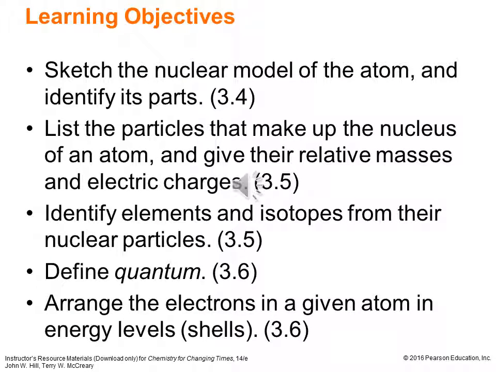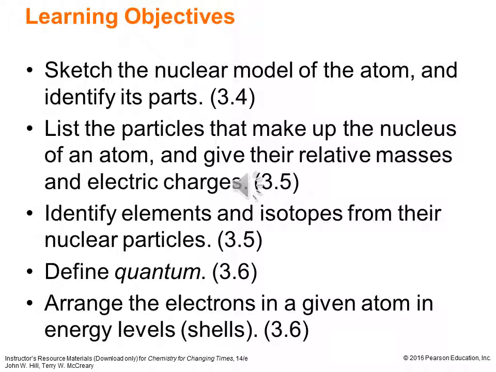Additional learning objectives include being able to sketch the nuclear model of the atom and identify the key parts. We'll also be listing the particles that make up the nucleus of an atom and give their relative masses and electric charges, if any. Identify elements and isotopes from their nuclear particles, so be able to tell based on number of protons, for instance, what element we have, and then the isotopes are distinguished when you have the same proton count by various neutron counts.